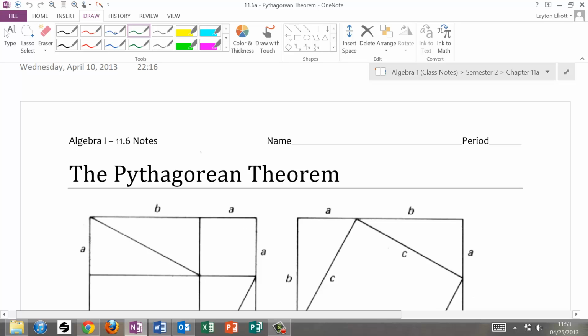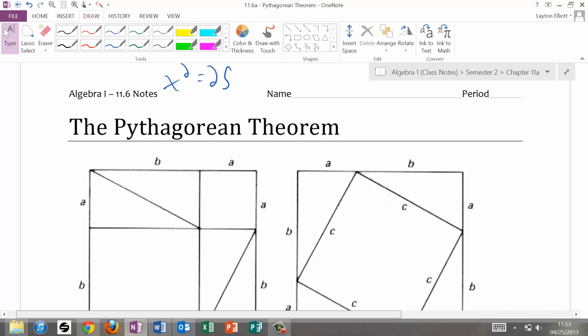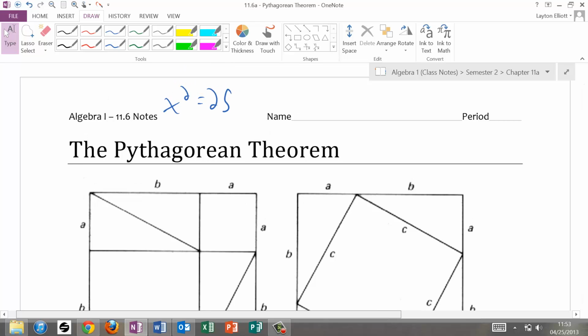Like I said last night at the counselor nights, I asked everyone what x squared equals 25 would be. And despite the fact that every single incoming freshman thinks they're a super genius and it's equal to 5, there are actually two possibilities. X could be equal to positive or negative 5.